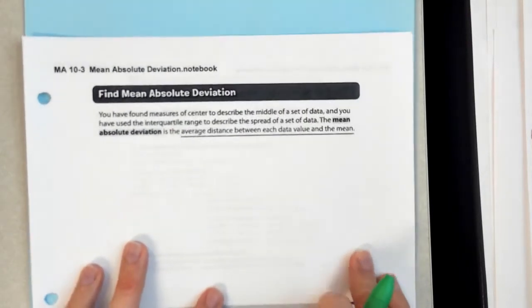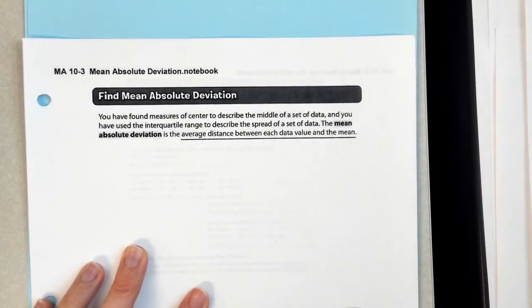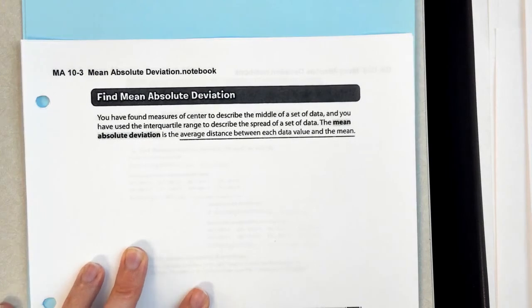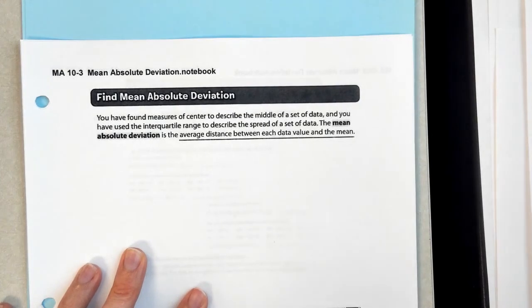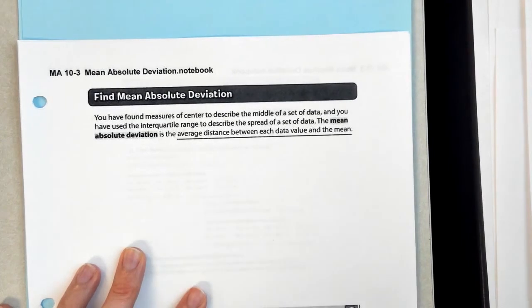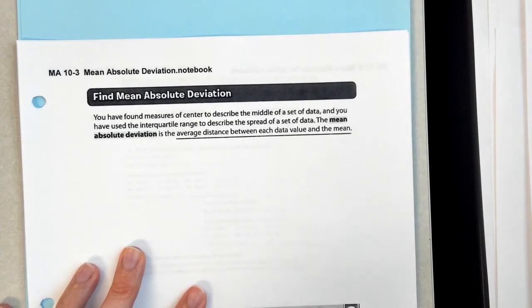So mean absolute deviation today, it says you have found measures of center to describe the middle of a set of data, and you have used the interquartile range to describe the spread of the data. The mean absolute deviation is the average distance between each value and the mean. So it's how far apart or how spread out are the points compared to the mean. So it's basically all of it today is the distance from the mean. How far is it from the mean? Okay, so here's the first example.